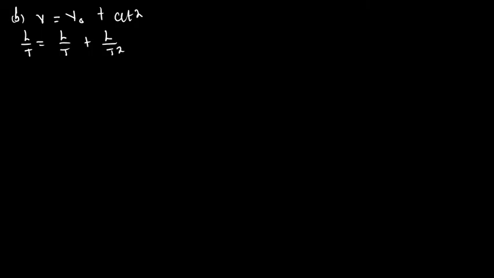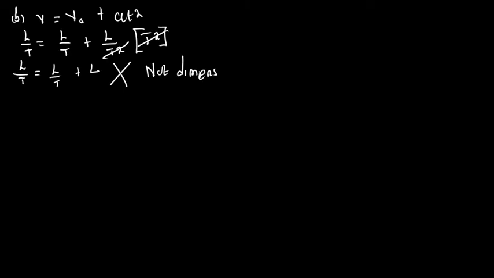What are the dimensions of time? It is simply T. So that and that will cancel. We are going to have L over T equal to L over T plus L. Now look at this. We don't have a T in the denominator under L. Therefore, we say that this formula is not dimensionally correct. You see? Very, very dimensionally incorrect.